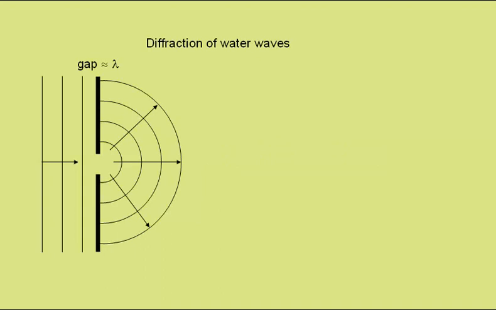Single slit diffraction. Here we have water waves passing through a gap, and in this case the gap is a similar size to the wavelength of the waves. You see that the waves spread out, and this is known as diffraction.